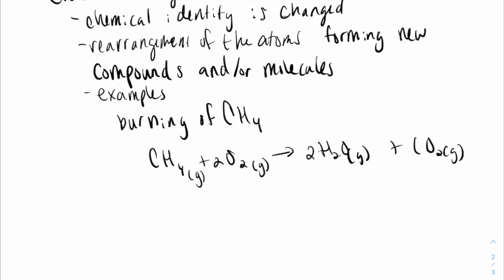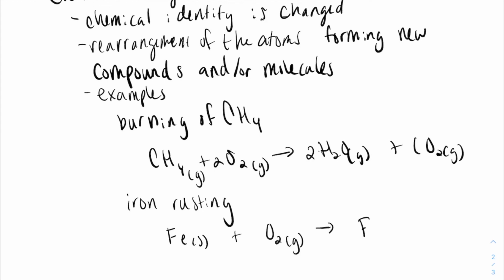Another example is the rusting of iron. So we take our iron solid, react it with oxygen gas to produce iron oxide, the chemical formula for rust.